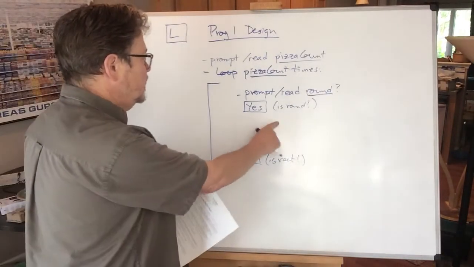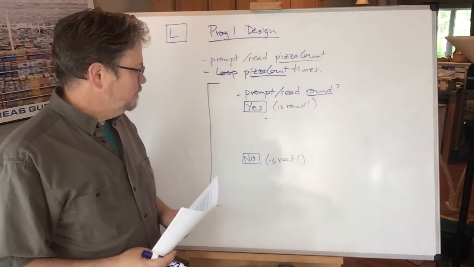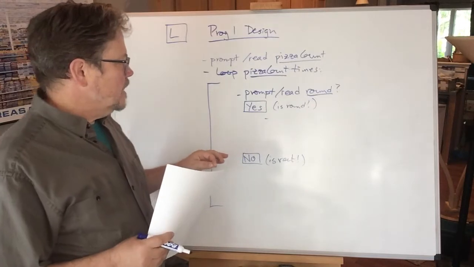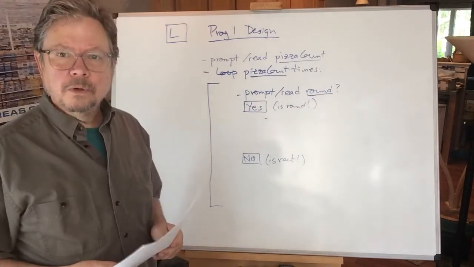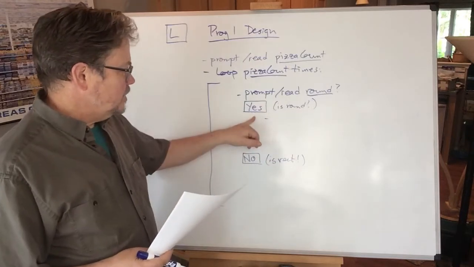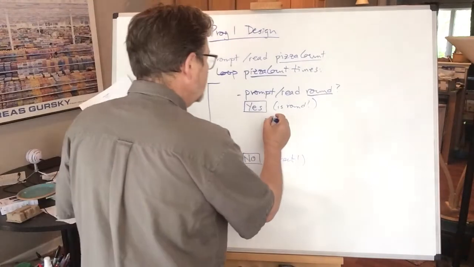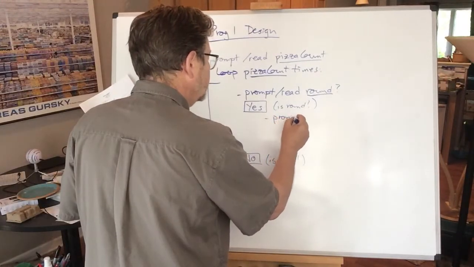Now I'm going to indent here even further. I'll go ahead and put my dash. That's not a minus sign, that's a dash. I'm going to go ahead and indent because there are certain things I'm only going to do for a round pizza, and that's what I'm talking about right now. Yes, it's round. What do I need to do for a round pizza? Prompt and read for diameter. Man, we are wearing the user out. Prompt, read.